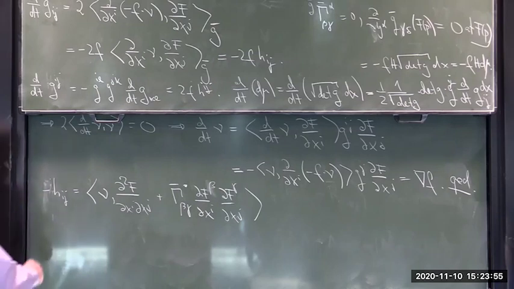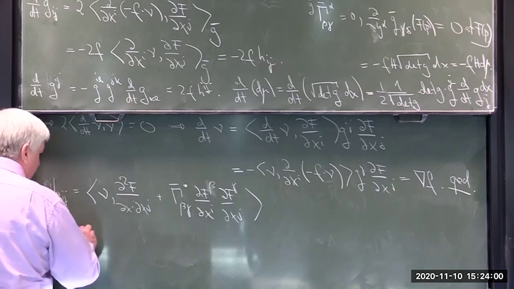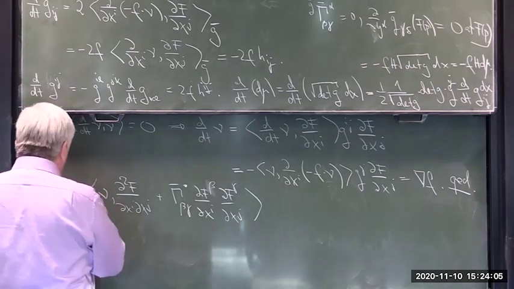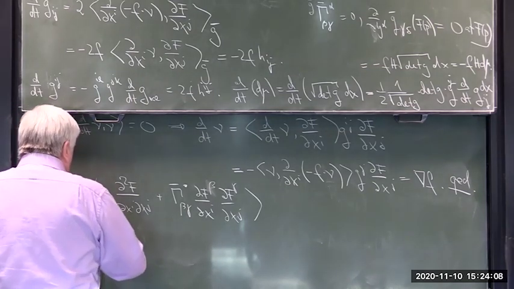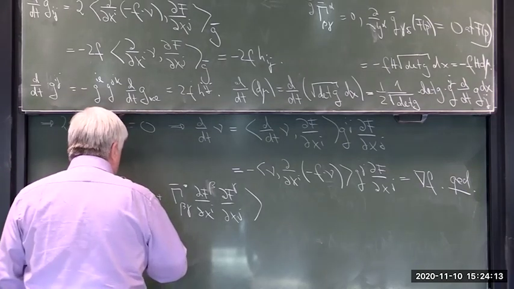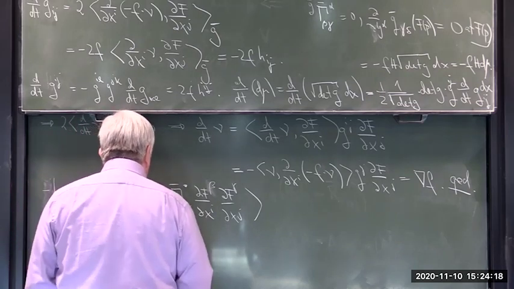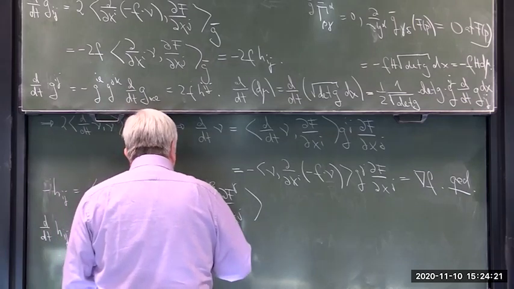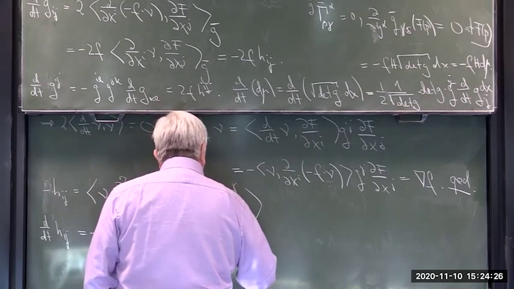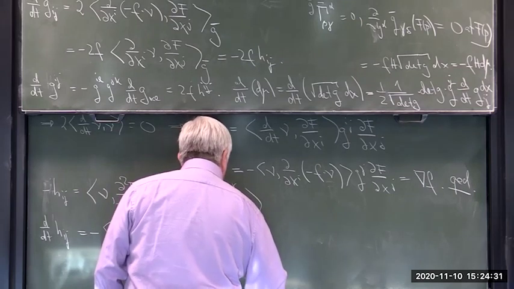So now to compute d/dt of h_ij means we just have to take minus d/dt of this. So we get minus the gradient of f multiplied with the Hessian of f, dx_i dx_j, plus the Gamma bar^α_βγ ∂f^β/∂x_i ∂f^γ/∂x_j.